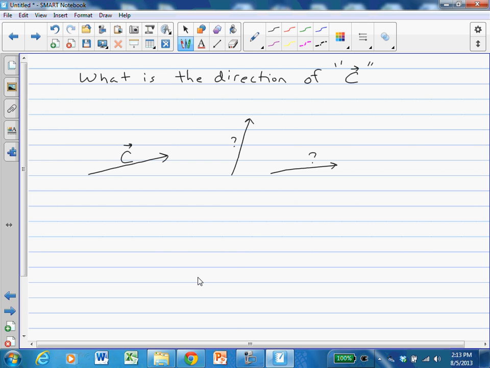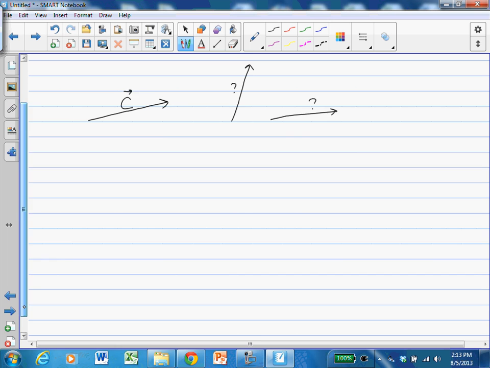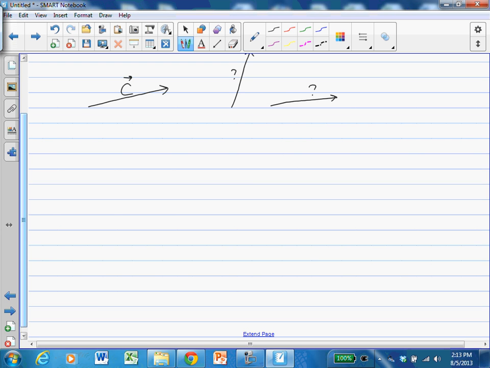Well, that's where the angle system comes in that I just mentioned earlier, but you start at the x-axis and our y-axis. You're starting at 0 degrees, 90 degrees, 180, and 270. This would be 90 degrees, okay?